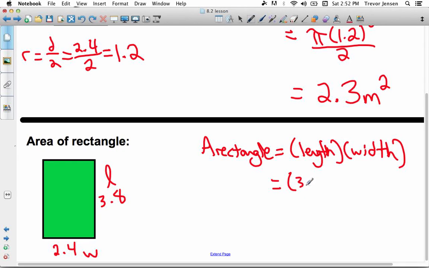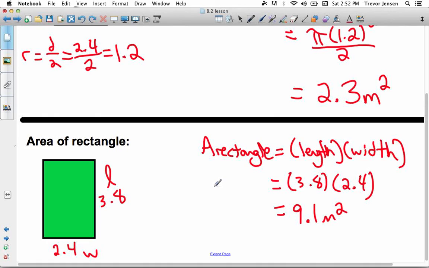So 3.8 times 2.4. If I find that product, that will give me the area of that rectangle. 3.8 times 2.4 will give me 9.1. If I round it to the nearest tenth, 9.1 meters squared. Okay, good. So I now know the area of both of the figures that make up my composite figure.